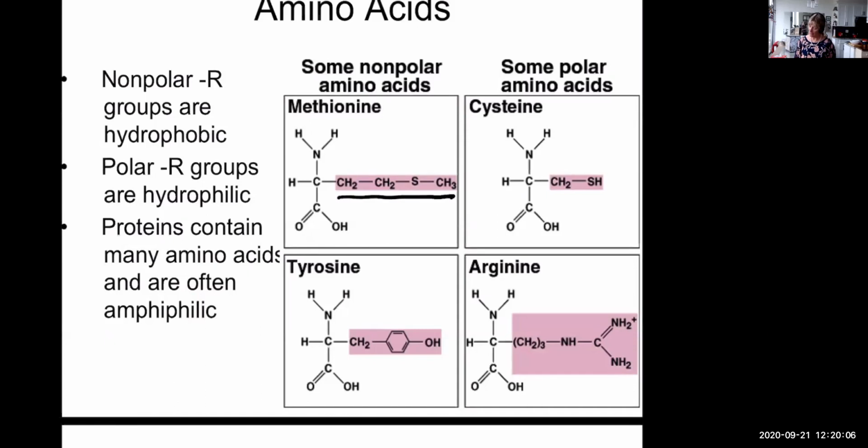This is an example of some R groups you might find in different amino acids. This is methionine. Methionine is always the first starting amino acid in a chain of a peptide. A cysteine, tyrosine, and arginine. So they vary a little bit in their properties. In particular, some are non-polar, like methionine and tyrosine, but some are polar. Proteins that contain very many amino acids are, as a result, often amphiphilic, both hydrophilic and hydrophobic. So amino acids.